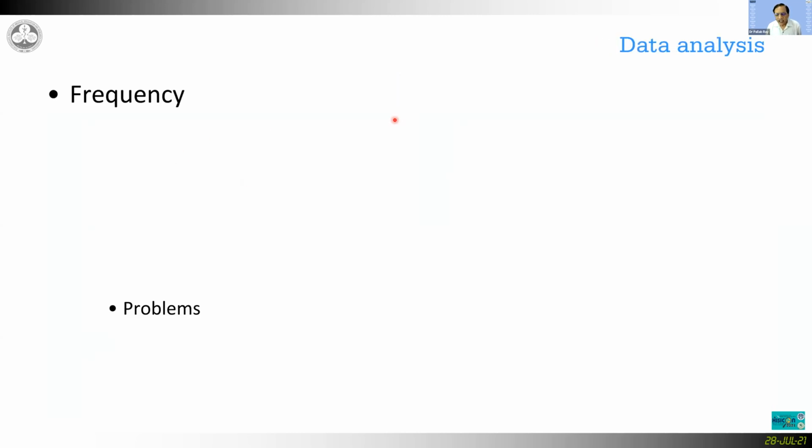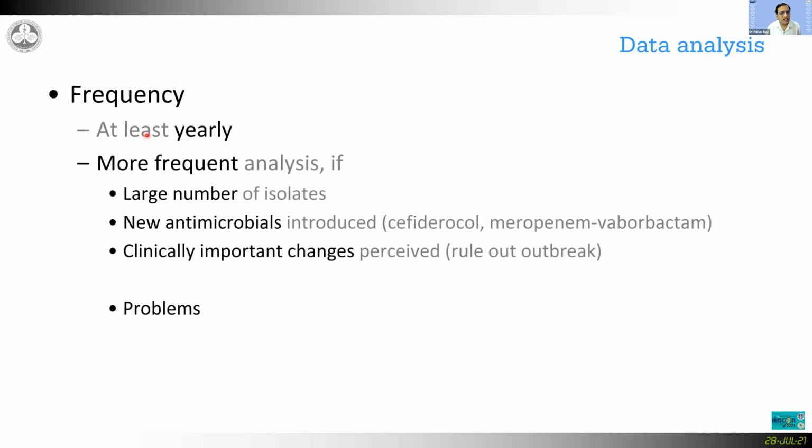Okay, data analysis. What should be the frequency of making a cumulative antibiogram? It should be at least yearly. It can be more frequent if a large number of isolates are there, if new antimicrobials are introduced and we want to rapidly disseminate the results of this new antimicrobial to help our clinicians. If clinically important changes have been perceived, suddenly we have seen a very high resistance in one species to colistin, then it should be communicated.